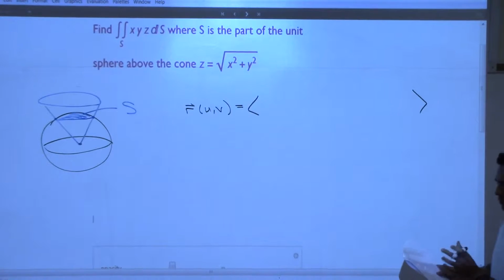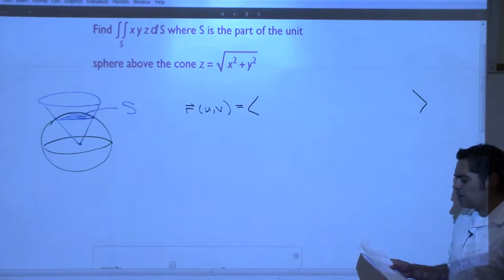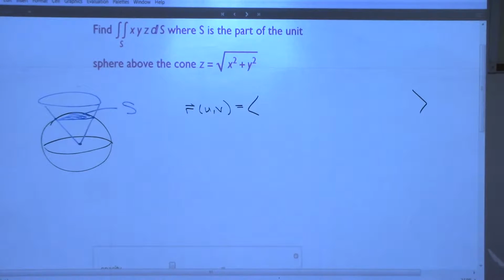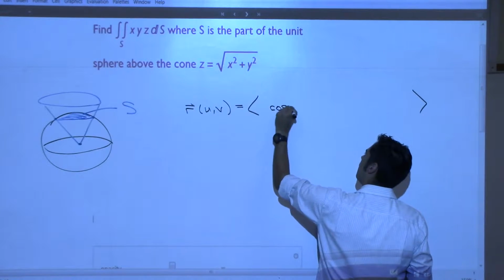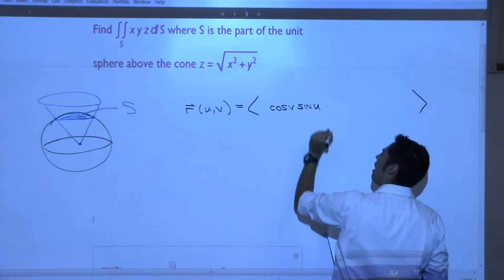I've used two different formulas. I did one on my paper and one in class. So I want to stick with what we used last time. Did I say cosine u sine v, or did I say cosine v sine u? Cosine v sine u is what I used in class, right?